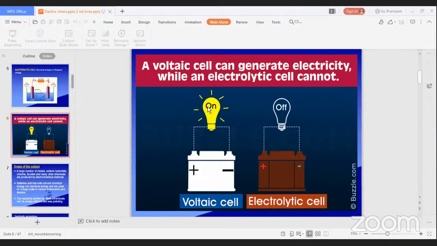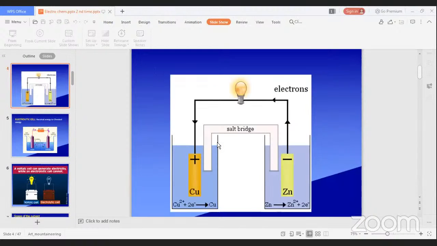That's why here the bulb is on. So in the electrolytic cell, what is happening? The electricity is consumed. That is the difference between the electrolytic cell and the electrochemical cell. The electrochemical cell is nothing but the voltaic cell. This one is the electrolytic cell. In the electrolytic cell, electricity is consumed, whereas in the voltaic cell, electricity is produced by chemical reactions.